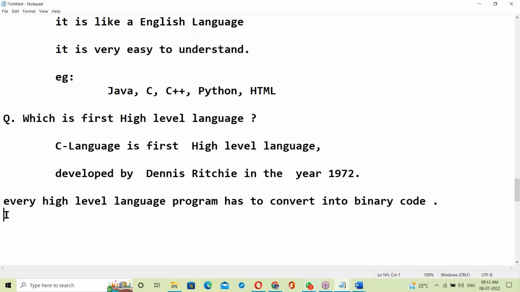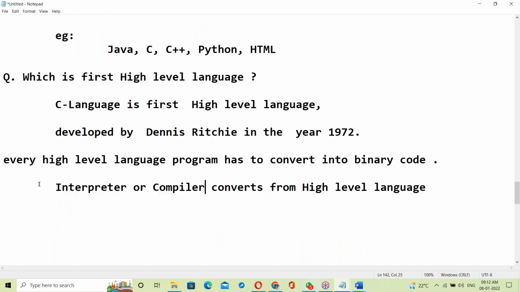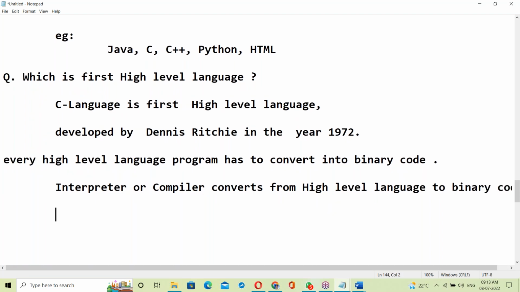Either an interpreter or a compiler converts from high level language to binary code.